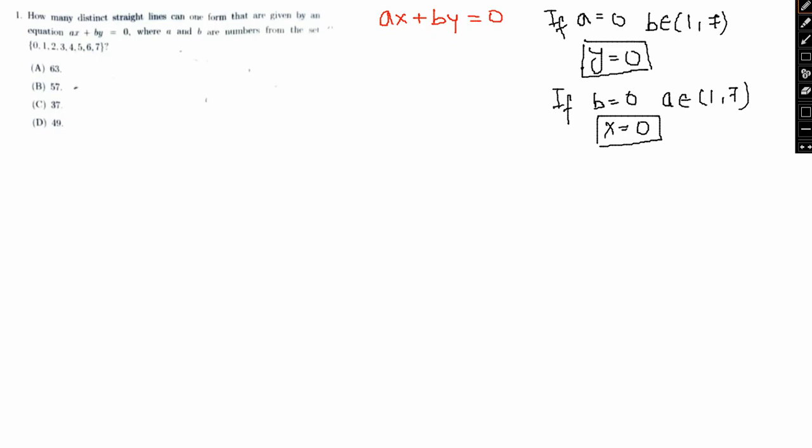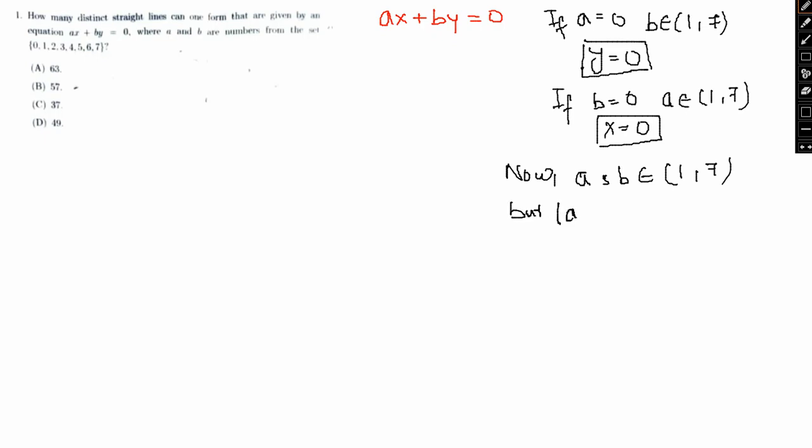Now we know a and b can take values from 1 to 7, because if we take a equal to 0 and b equal to 0, we basically get the trivial equation. So we know the values would lie somewhere in the range from 1 to 7 in the given set.